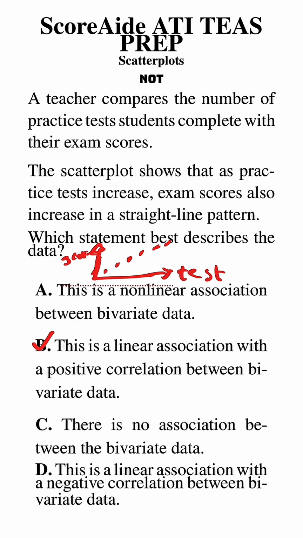The answer is not C. It is not D. A negative correlation will look somewhat like this, regressing like that. So that will be a negative correlation. So the best answer there is going to be B. It is a linear association with a positive correlation between bivariate data.